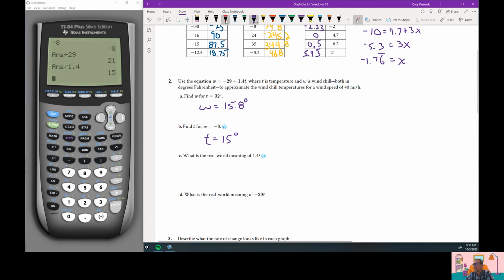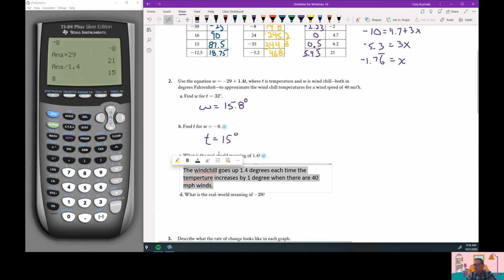What is the real world meaning of the 1.4? All right, so how about the wind chill goes up 1.4 degrees each time the temperature increases by 1 degree. This is specific to 40 mile per hour winds. So when there are 40 mile per hour winds, that's our constant rate of change.